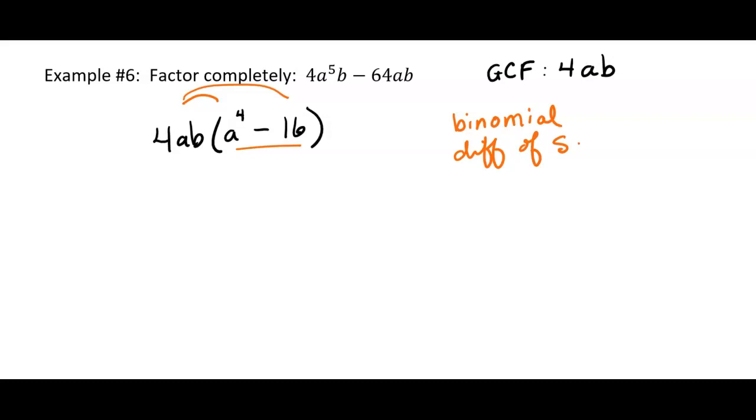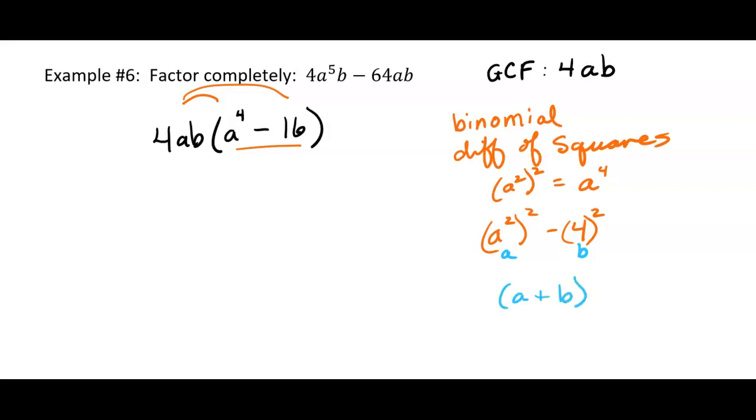So you might say, well, but it's a to the 4th. Think of a to the 4th as a squared squared. That's the same thing as a to the 4th power, okay? So we're going to think of this as a squared squared minus 4 squared, because 16 is 4 squared. So then this is your a, this is your a, and this is your b, okay? And it's going to factor into a plus b, a minus b. Okay, but our a is going to be a squared and our b is going to be 4.